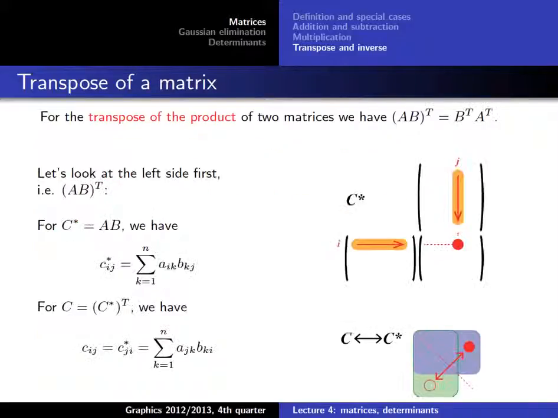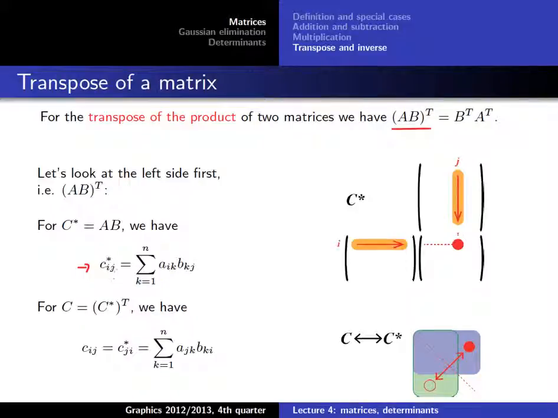but the question is, of course, are the coefficients also the same? To see that, let's first look at the left side of the equation. So we're looking at AB transposed. First, how do we calculate the coefficients of a matrix? I called it C star, AB.